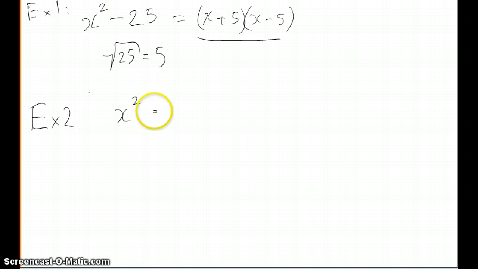Some x squares, and it's always a minus that you'll see, because you have to have a plus and a minus, and you end up with a negative. 144.